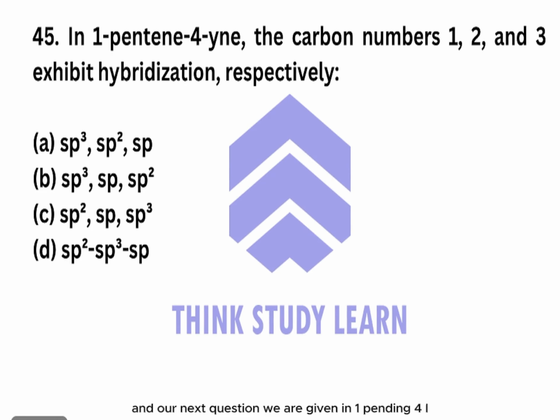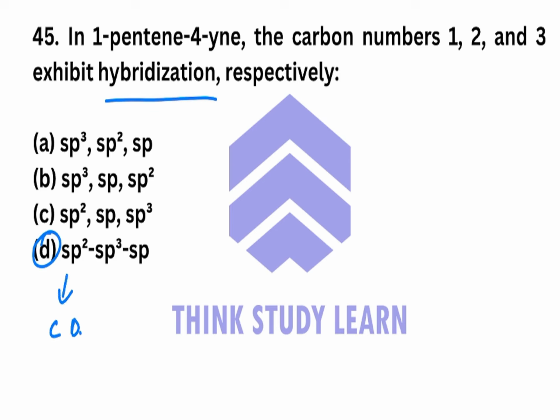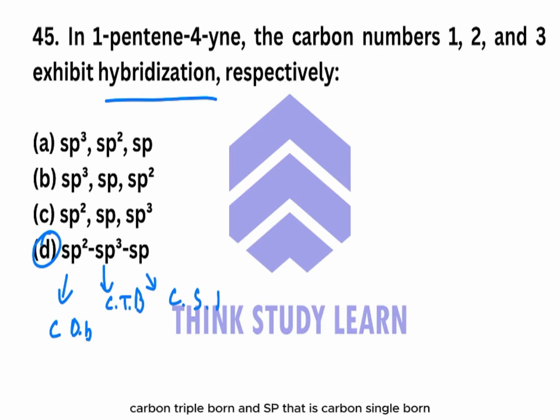In our next question, we are given in 1-pentene-4-yne, the carbon numbers 1, 2, and 3 exhibit hybridization respectively in what order? The hybridization is expressed in the order sp2 carbon double bond, sp3, and carbon triple bond, sp, that is carbon single bond.